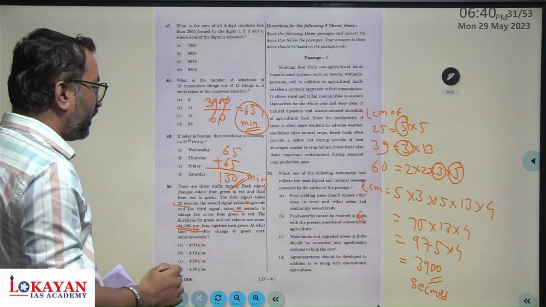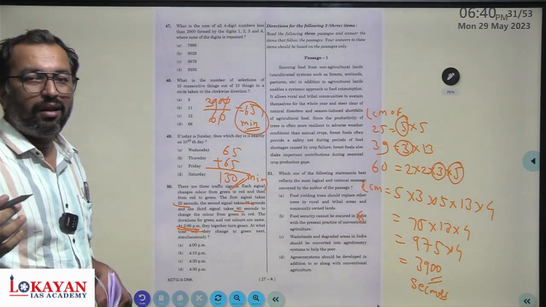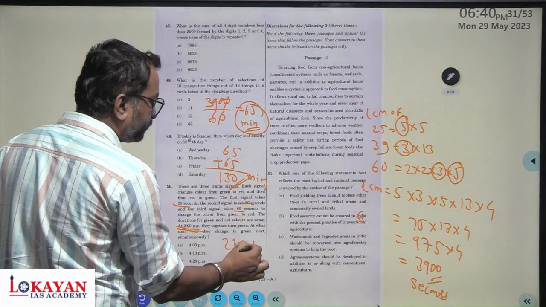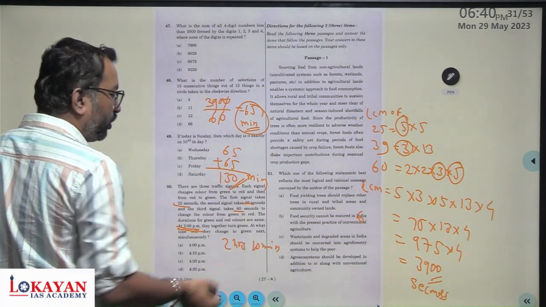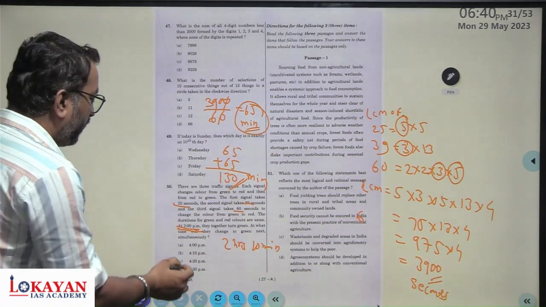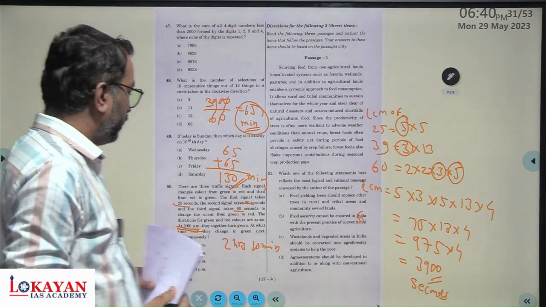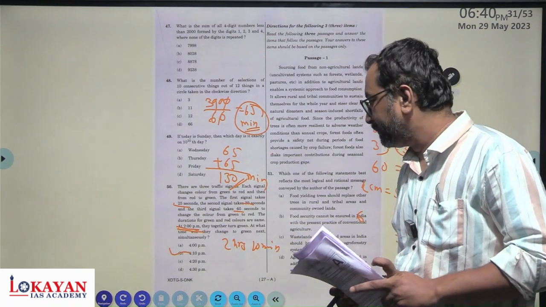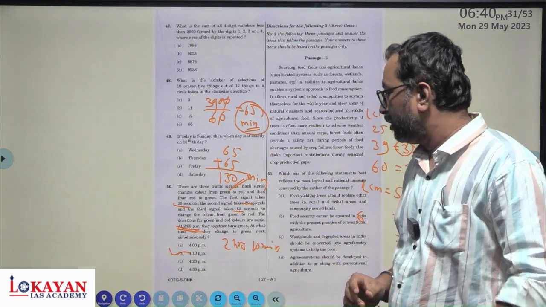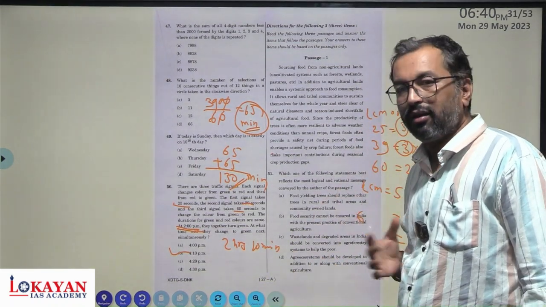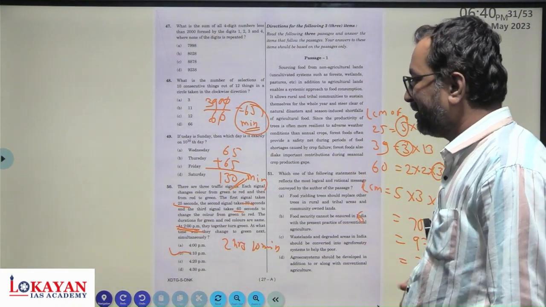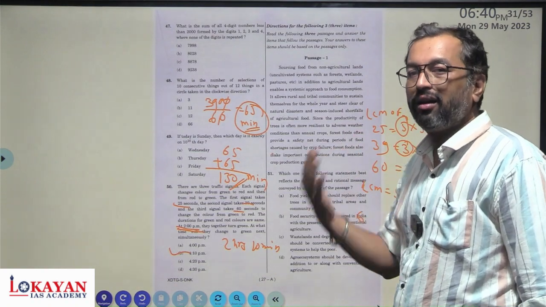So 2 बजे के बाद 130 minutes means 2 hours 10 minutes. So 2 बजे के बाद count करो 2 hours 10 minutes. It will be 4:10 PM. Right? 4:10 इस time पे all the 3 signals will turn green again.